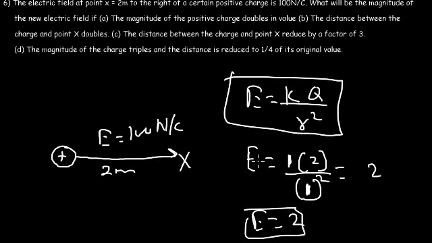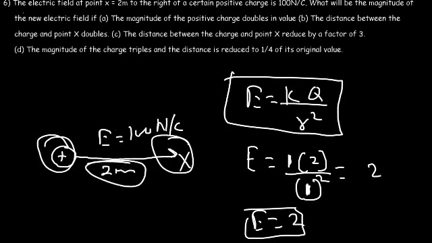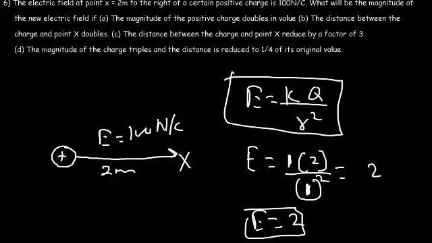Part B: what will be the new magnitude of the electric field if the distance between the charge and point X doubles? This is the charge, this is point X. When this value doubles, it becomes 4. Okay, perfect, it becomes 4.